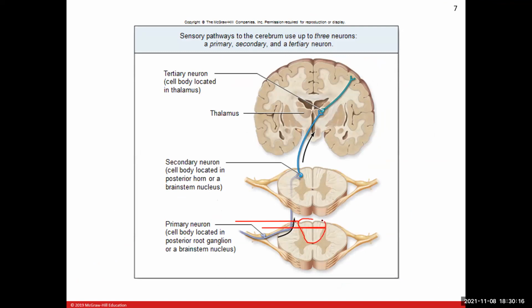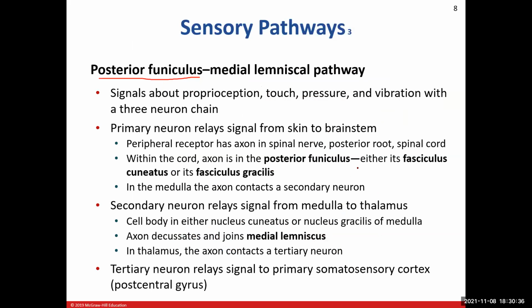All this white matter in the spinal cord is called the posterior funiculus. All this white matter here in the front is called the anterior funiculus. And then all of this white matter here on the side is the lateral funiculus. So when we're talking about our posterior funiculus, that's the specific portion of the spinal cord that we're going to see our primary neuron traveling.